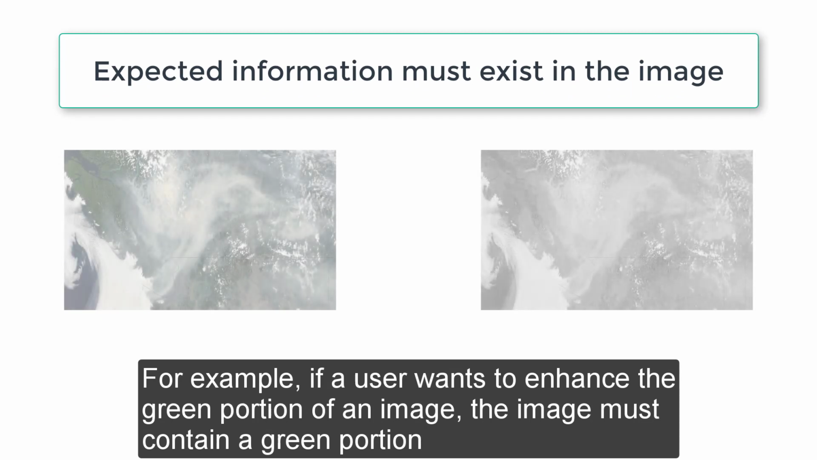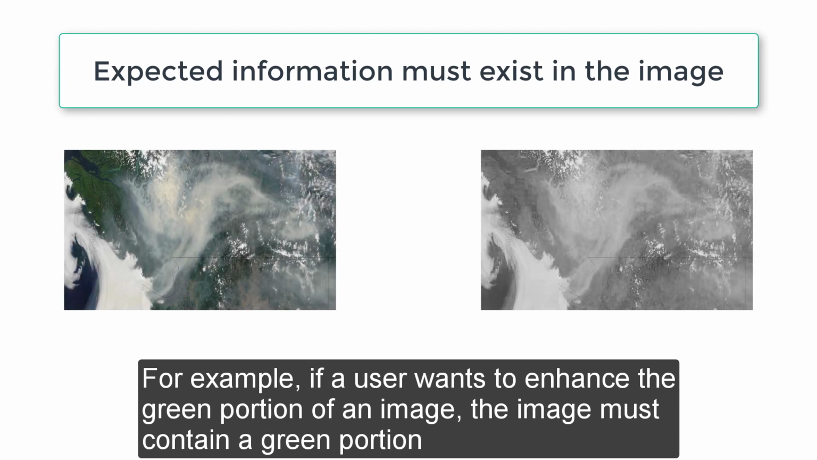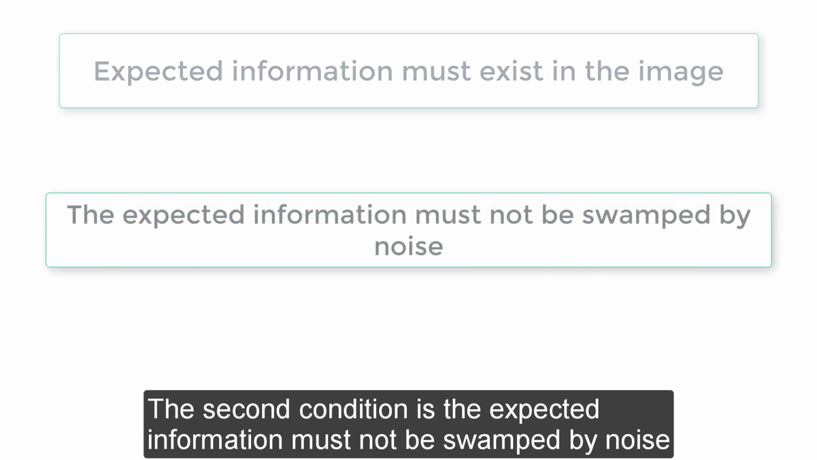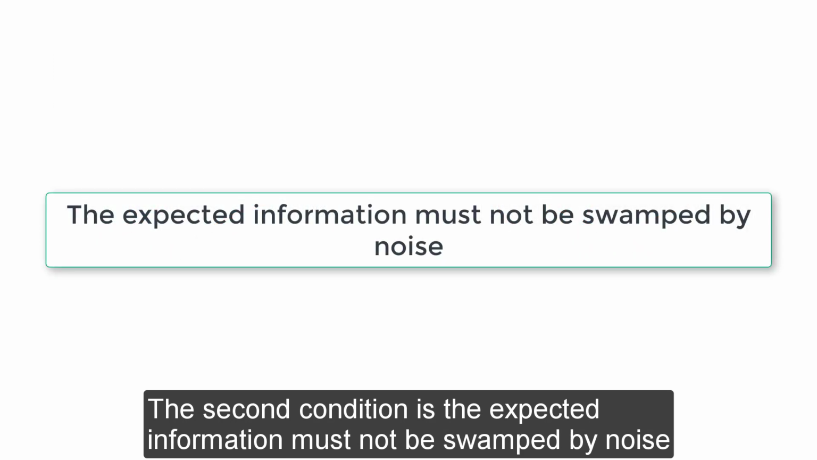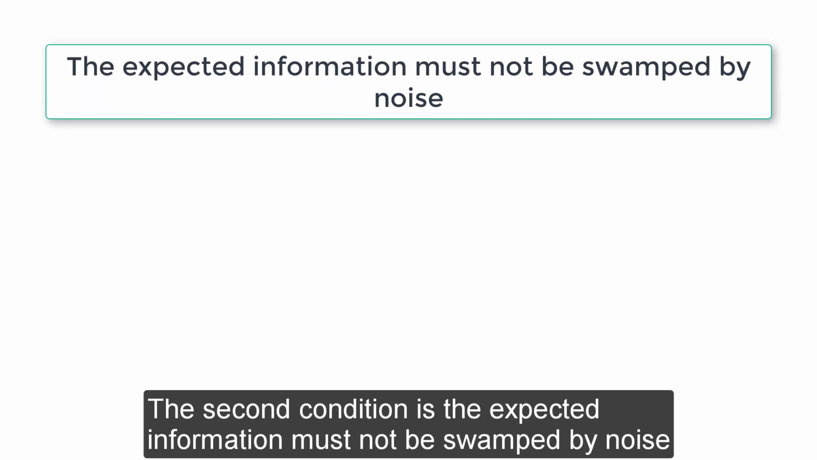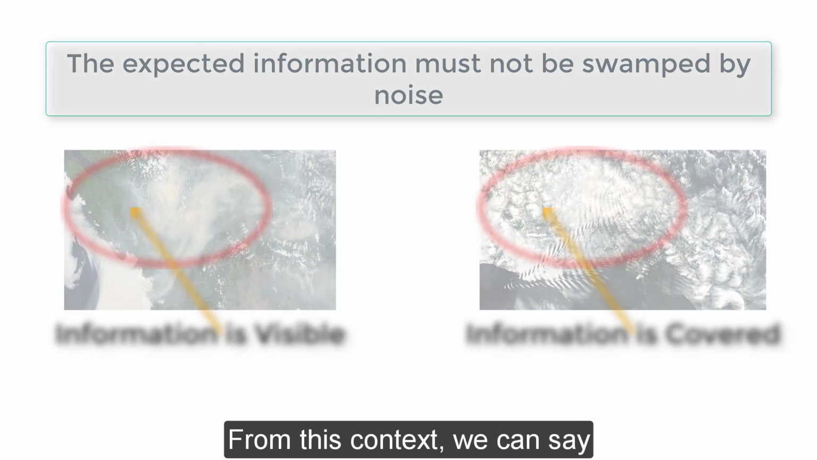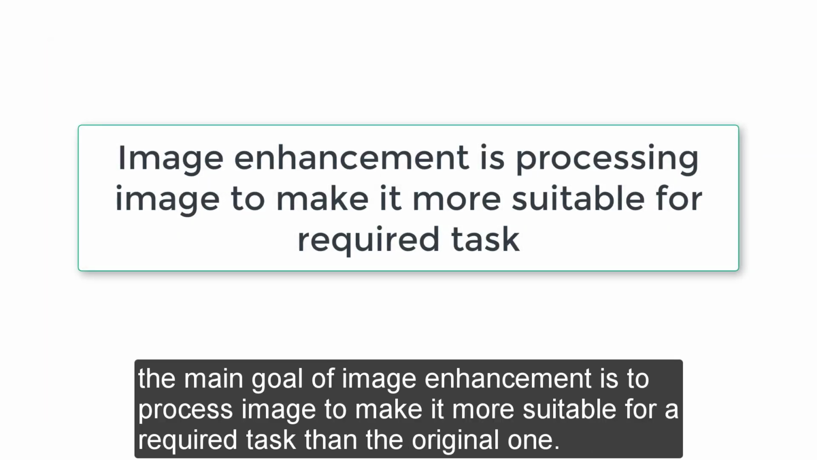For example, if a user wants to enhance the green portion of an image, the image must contain a green portion. The second condition is the expected information must not be swamped by noise. If the expected information is covered by noise in such a way that it cannot be processed, we cannot enhance it. From this context, we can say the main goal of image enhancement is to process image to make it more suitable for a required task than the original one.